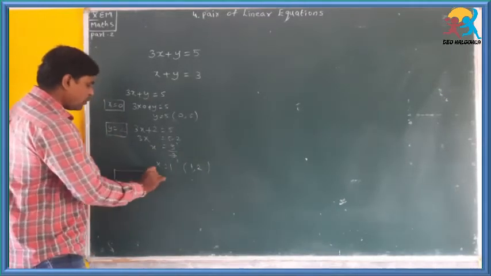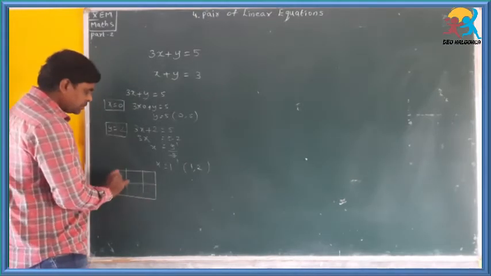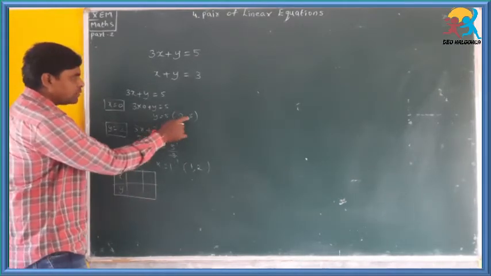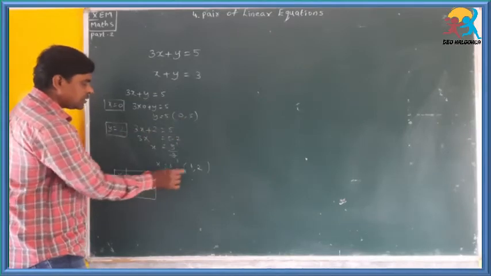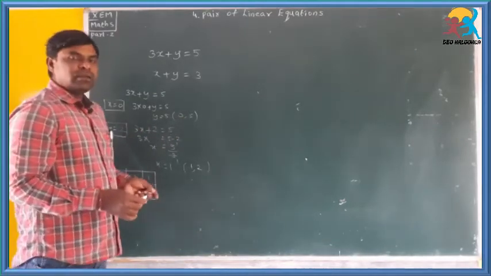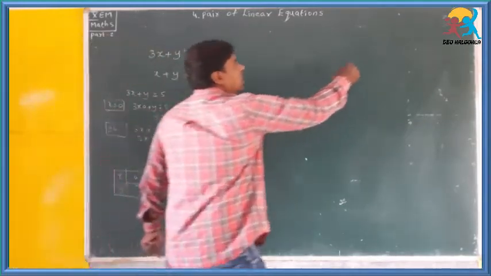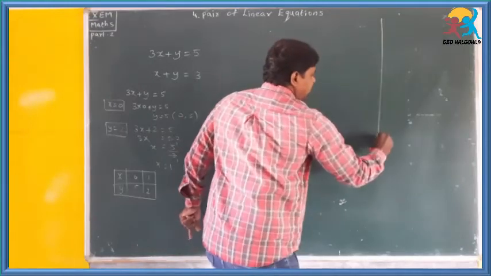After getting these 2 points, we have to draw a box like this and write x, y. First one is 0 comma 5, second one is 1 comma 2. To draw a line, we require a minimum of 2 points, that is enough. And I would like to draw the graph.